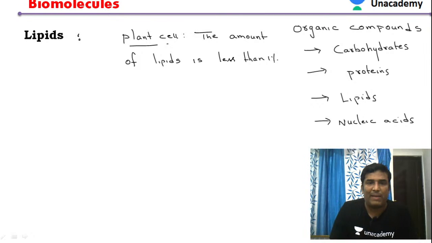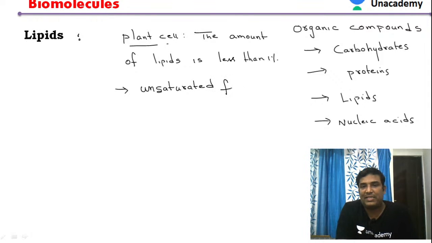Even this very small amount of lipids present includes fatty acids, especially the unsaturated fatty acids. You will have unsaturated fatty acids in plant cells. These are good for health. Unsaturated fatty acids are good for health.